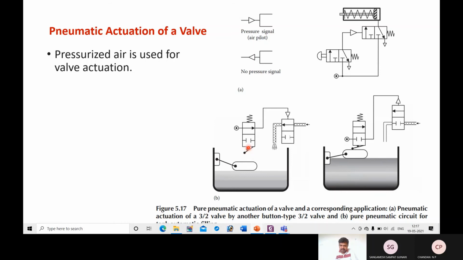Because of the lifting of this stem, that is the mechanical actuation, this valve gets activated and the position will change. When the position changes again, the supply of air signal also gets interrupted. When it gets interrupted, again there will be a change in position. Because of that, the valve will get closed. So this is how it will work.